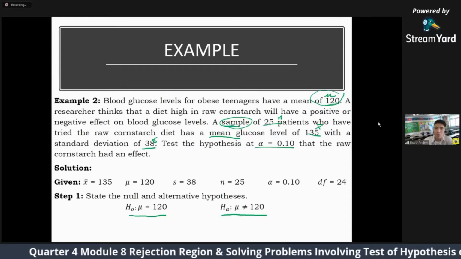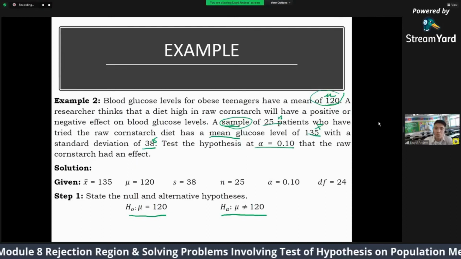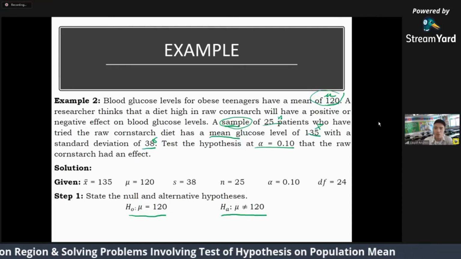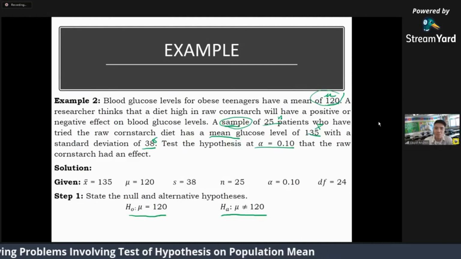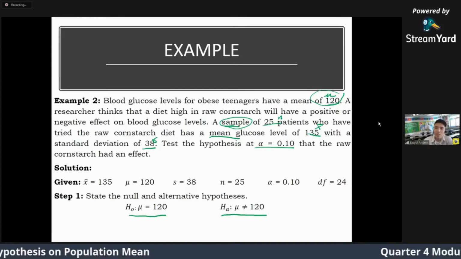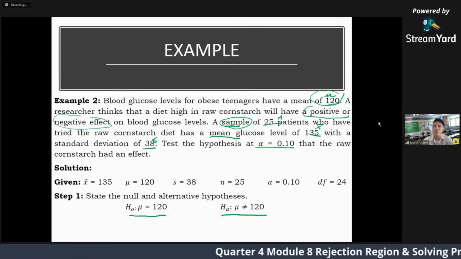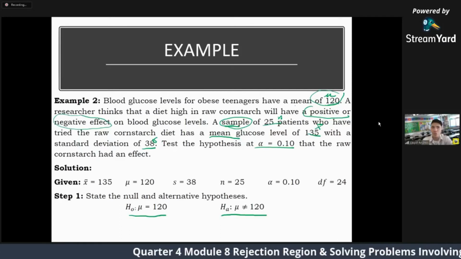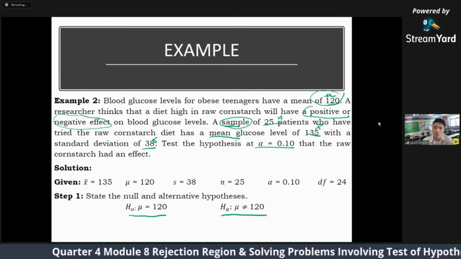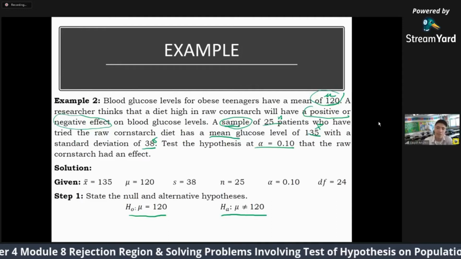Ang alternative is magdepende sa statement. Ang keyword dire is researcher, cue phrase I mean. A researcher, asa ba to? Katong will have a positive or negative effect. Pwede siya mo increase, pwede pud mo decrease. So wala siya direction kung increase ba siya or decrease. Mao na not equal ang gigamit nato na symbol.